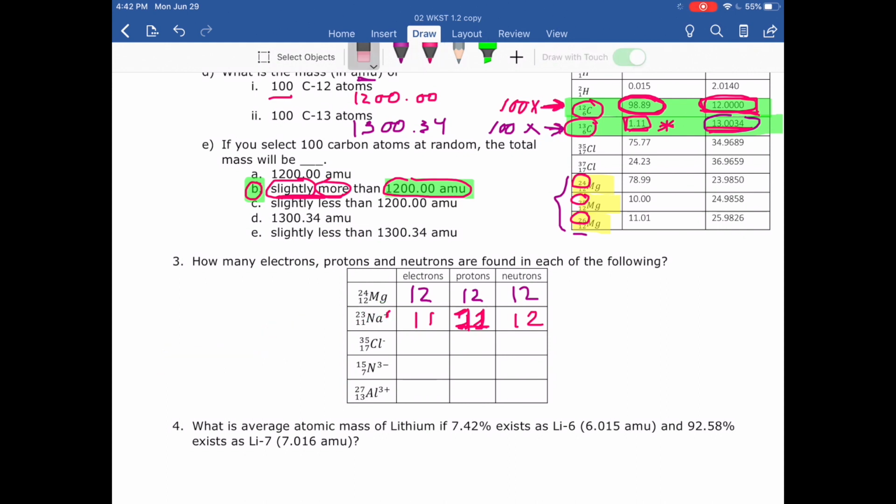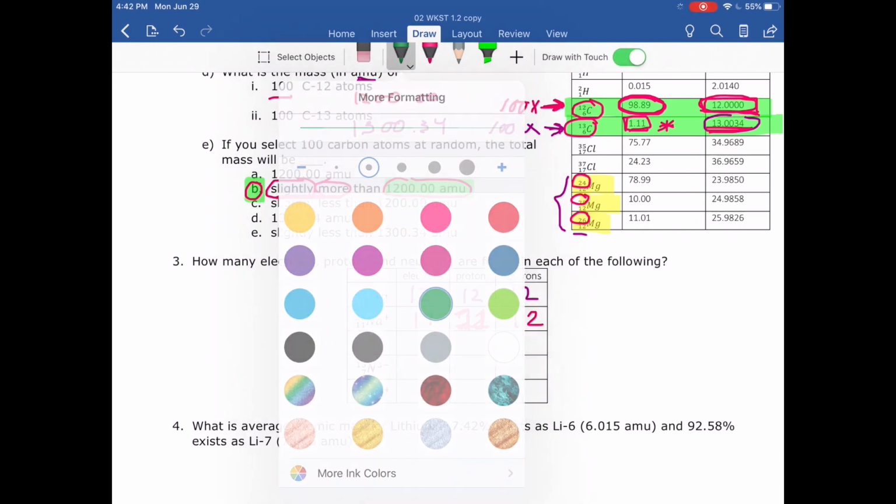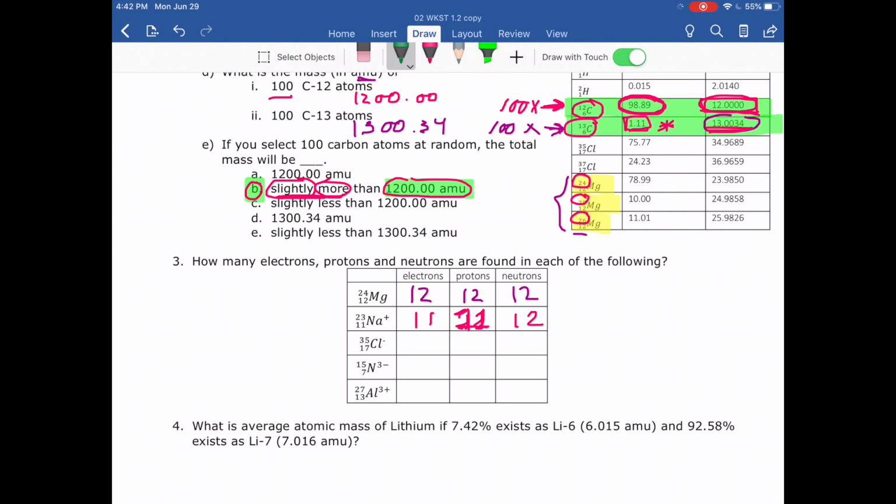Next one is the chlorine, in this case chloride, because the chloride is the ion. So for the chloride, again, we start with the atomic number. That's going to give us 17. That's going to be the number of protons. The mass number, 35, is going to give us the number of neutrons, because you do 35 minus 17, which is the number of protons. And the number of neutrons in this case is going to be 18.